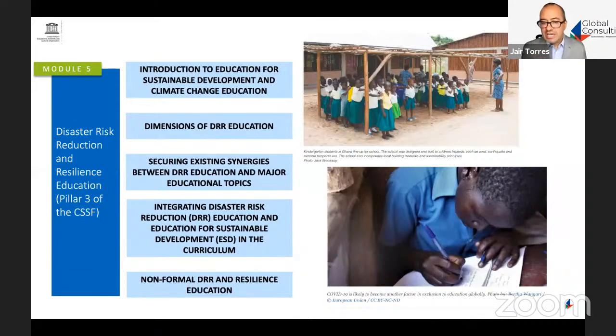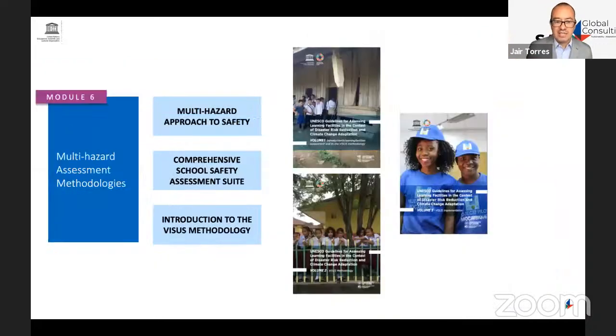So this is education that is out of the school and that is very important in order to better create a culture of safety or resilience in our communities, societies, and countries. Module 6 will be talking about the multi-hazard assessment methodologies. So we're going to be discussing the multi-hazard approach to safety. We're going to be discussing the different assessment methodologies, those that are technical, those that are non-technical, the different levels of assessment, from those that are really desktop analysis to those that go into a really deep analysis, and that can go across the different pillars.